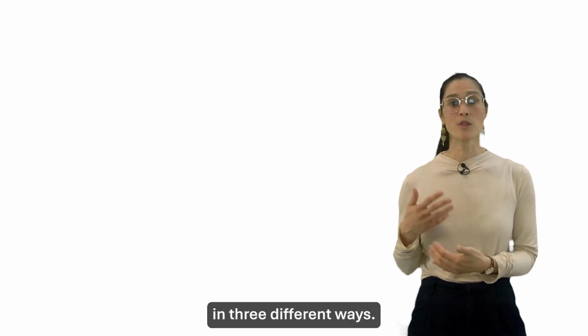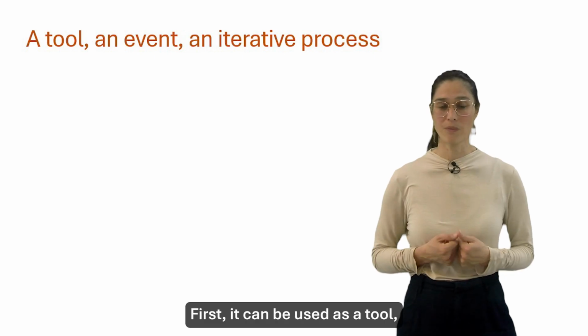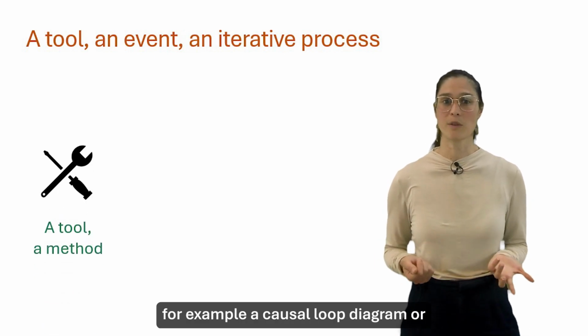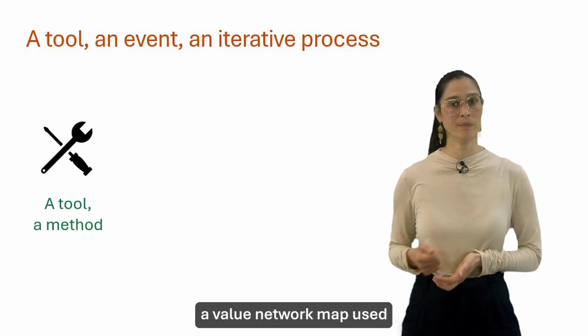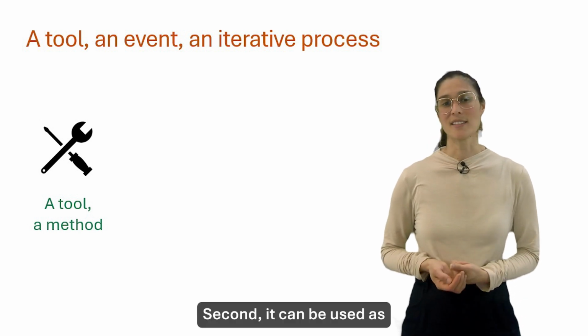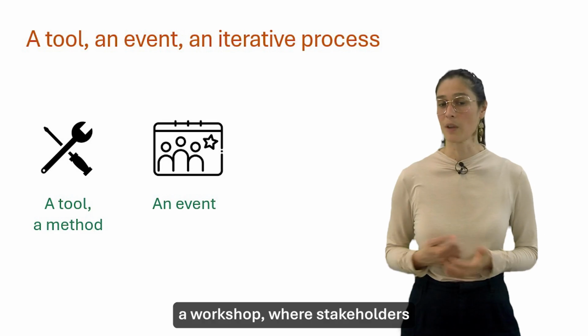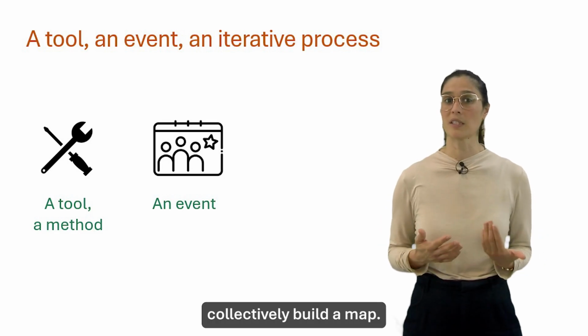Before we look at the process itself, it is useful to clarify that system mapping can be understood in 3 different ways. First, it can be used as a tool, for example, a causal loop diagram or a value network map, used to visualize relationships in a system. Second, it can be used as a participatory event, for example, a workshop, where stakeholders collectively build a map.